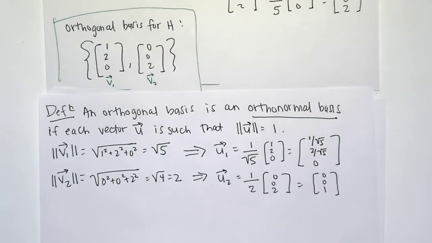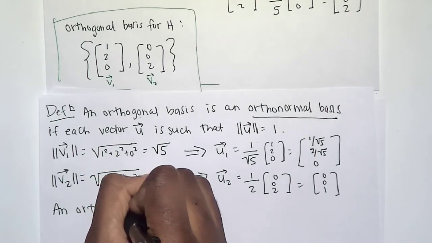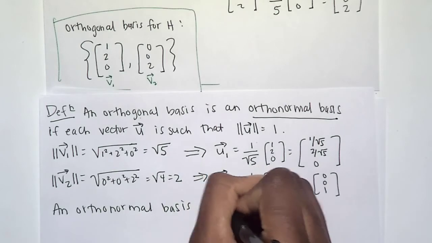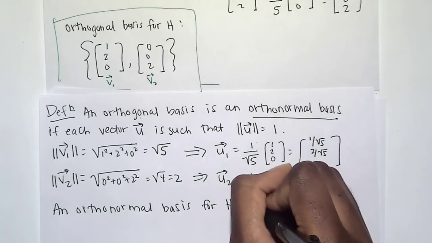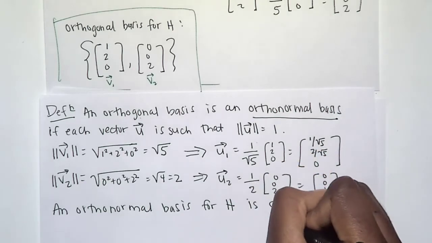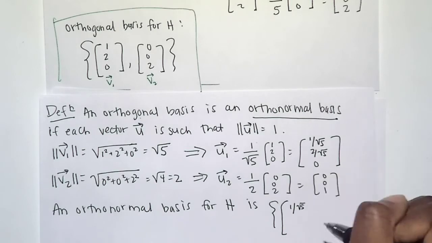Okay, so we can say an orthonormal basis for H is these two vectors.